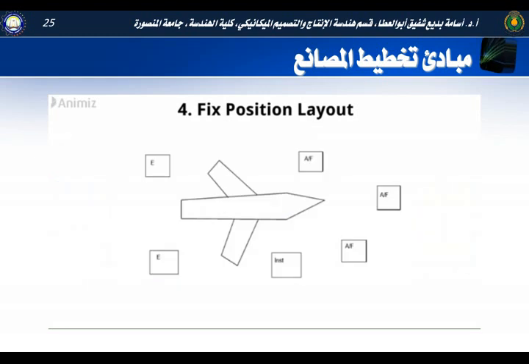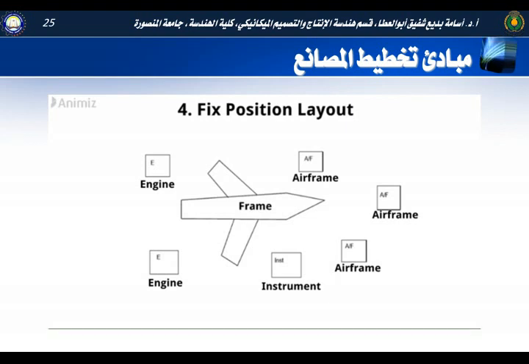During aircraft manufacturing, the frame of the aircraft is fixed at one position; engines, airframe, and instruments are made separately and assembled together at the end. In this case the aircraft is stationary and equipment and workers move around it.